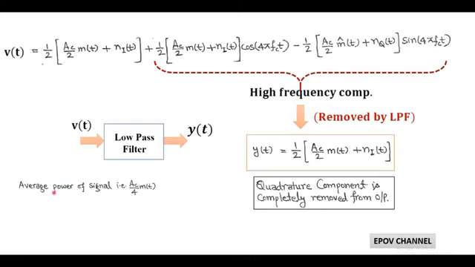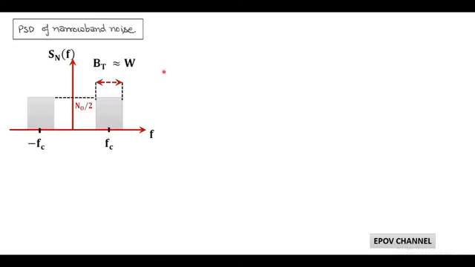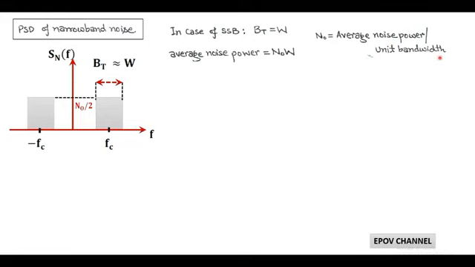Since at the output the signal is Ac/4 into m(t), its average power is given by the expectation of s²(t), and it is Ac²/16 into P. Also, at the output the noise term is half of the in-phase component. And in order to find the average noise power at the output, we consider the power spectral density of narrowband noise as shown in the figure. In case of single sideband, the transmission bandwidth is W. Therefore, the average noise power is N0 into W, where N0 is called the average noise power per unit bandwidth.